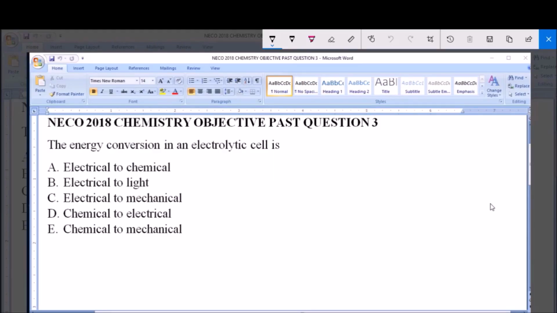Hello and welcome. I will be answering NECO 2018 Chemistry Objective Past Question 3. The energy conversion in an electrolytic cell is A. Electrical to chemical, B. Electrical to light, C. Electrical to mechanical, D. Chemical to electrical, E. Chemical to mechanical. So in an electrolytic cell, electrolytic cell is basically like the setup used in electrolysis.